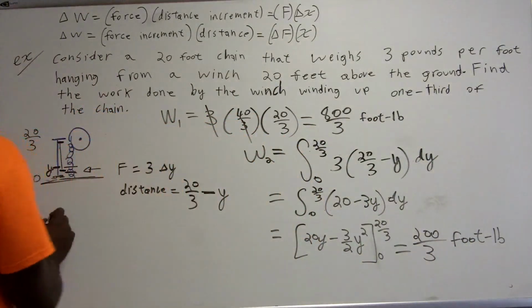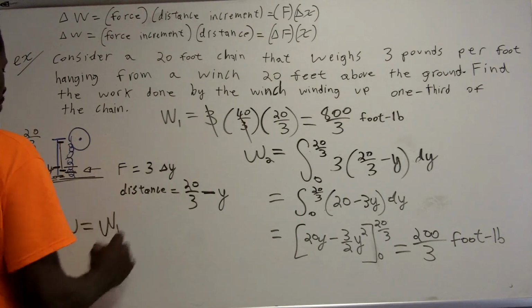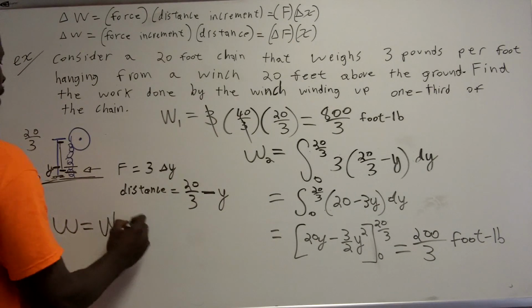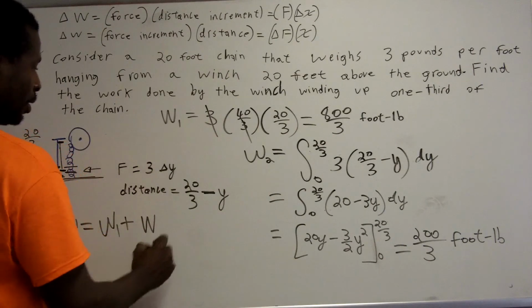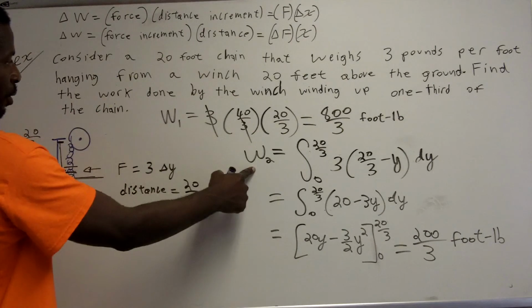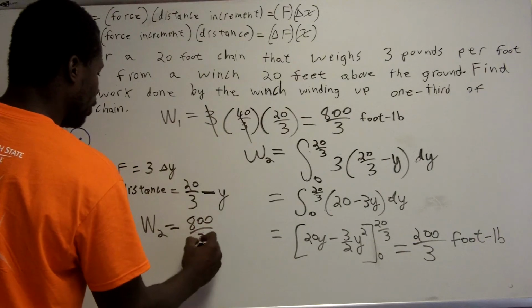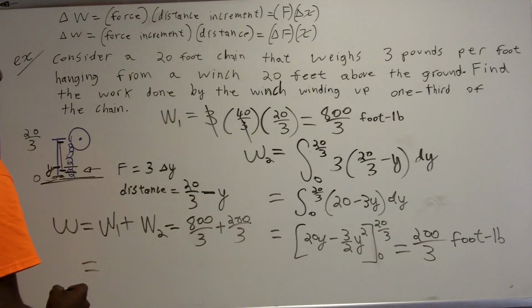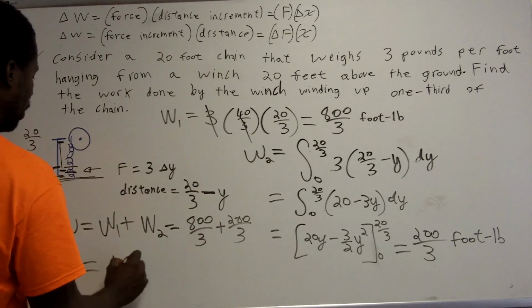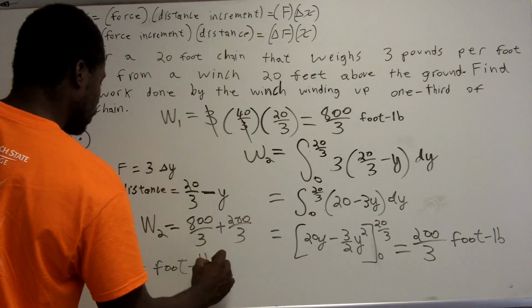So my total work done to wrap up 1/3 of the chain is going to be the work done by the constant force, the bottom 2/3 of the chain, plus the work done by the varying force, the top 1/3 of the chain. If you add W1 and W2, that's 800 over 3 foot-pounds plus 200 over 3 foot-pounds. So the work done in wrapping up 1/3 of this chain is 1,000 over 3 foot-pounds. And there you go.